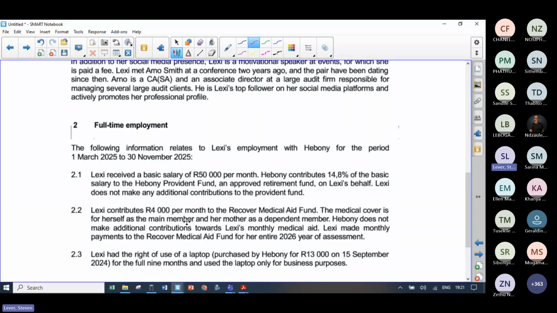So the whole key to getting an individual's question right is to just read properly. That's all you need to do. It says here, the following information relates to Lexi's employment with Hebony for the period 1 March to 30 November. So guys, she only worked for 9 months there. It says Lexi received a basic salary of 50,000 Rand per month. So think about what you are going to put into the solution. Salary of 50,000 per month, she worked for 9 months.